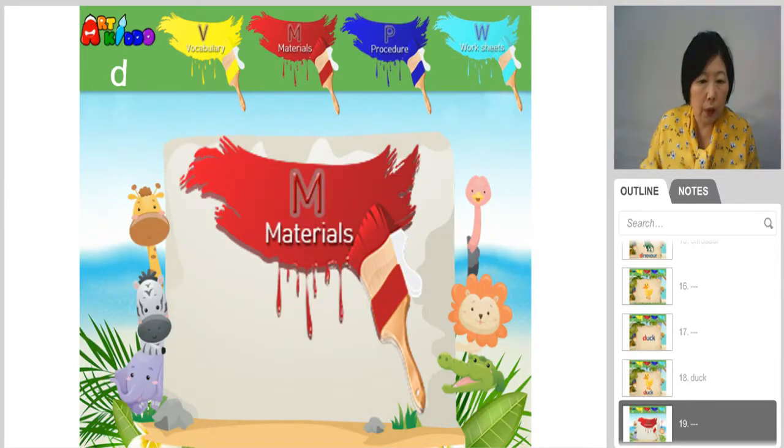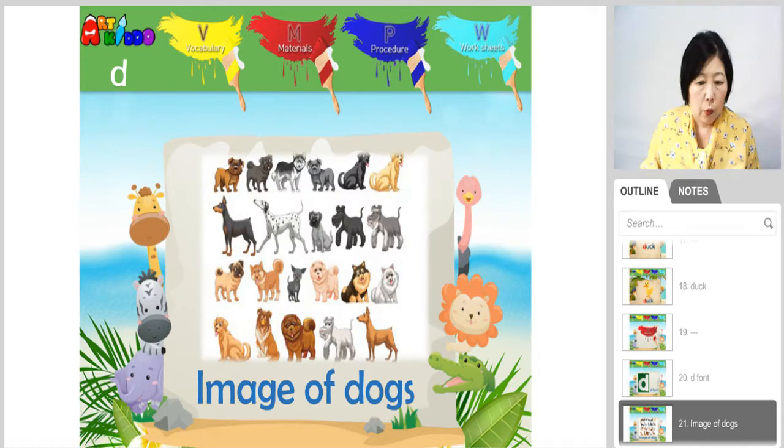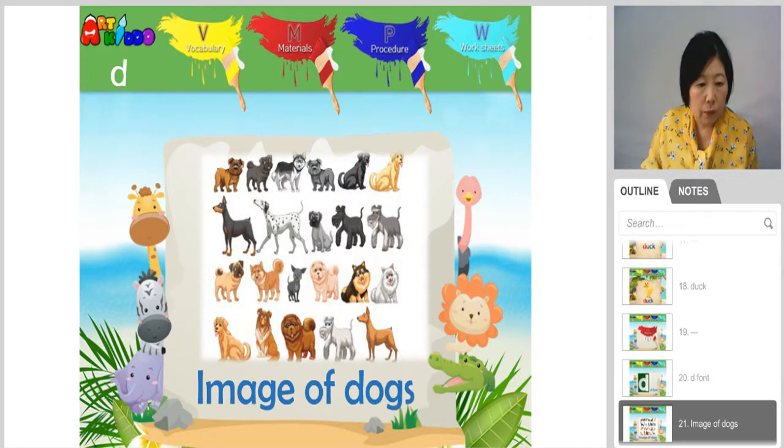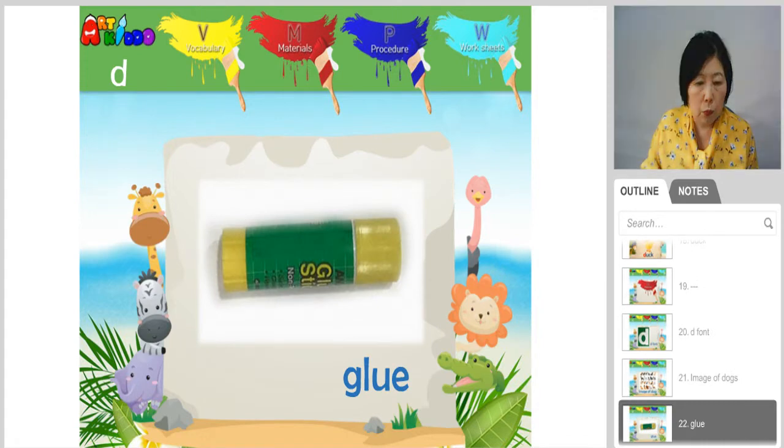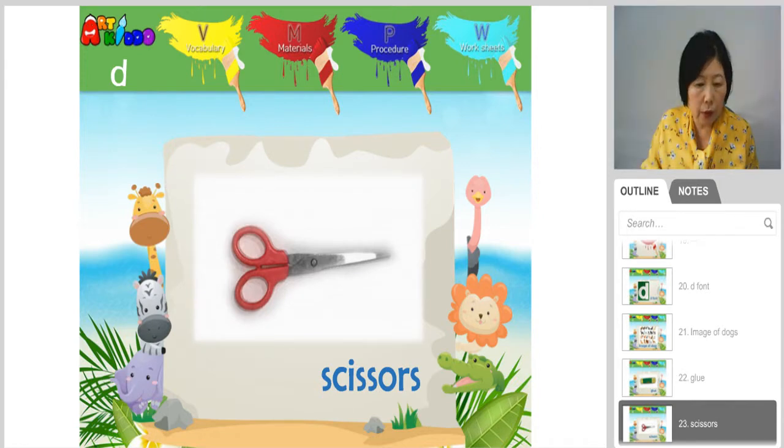Let's look at the materials. You have D font. You have image of dogs. You have glue. You have scissors.